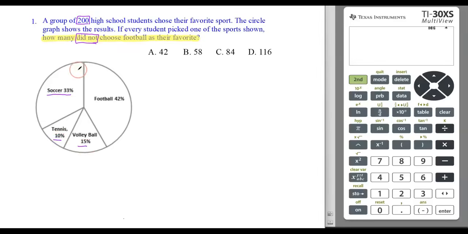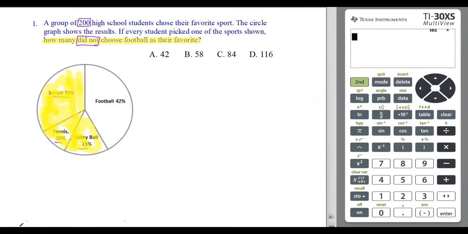So let's highlight that piece of the circle graph. And you should notice that when I highlight all this, it covers more than half of the circle. For example, if this were a pizza and you ate the part highlighted in yellow, you ate more than half. So that's telling me that more than half of the students chose something other than football. So now I can figure out my answer choice without using a lot of mathematics. I know that my answer choice has to be more than half of the 200 students.